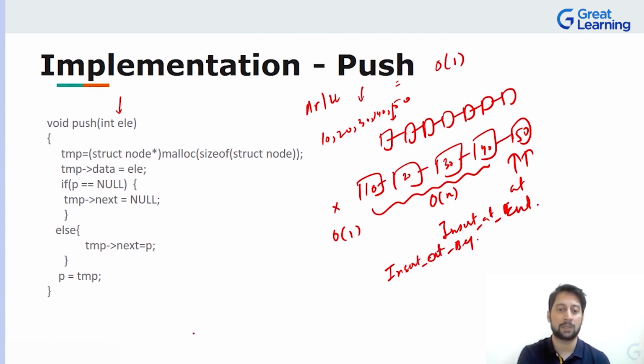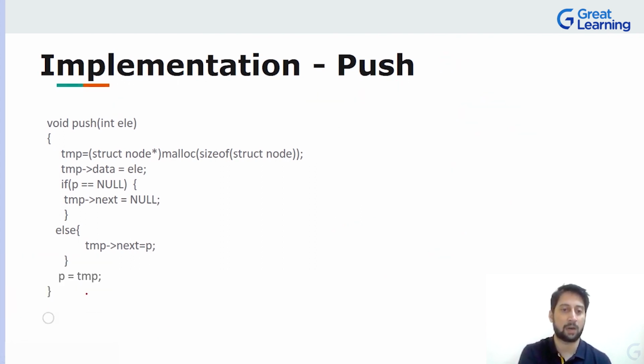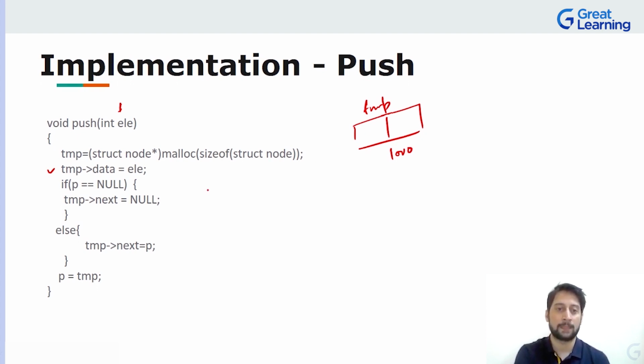Insertion at beginning. Okay, so let's clear the screen and let's see how it's done. So we have this element in place. We have called this push function in the main method, that is our driver method. And then what we have done, we have created a node with the help of malloc. And now we are inserting the element in the data part of the node. So this is tmp, and obviously this will have some address, suppose that is 1000. Okay, so now we are storing the element which is 10.